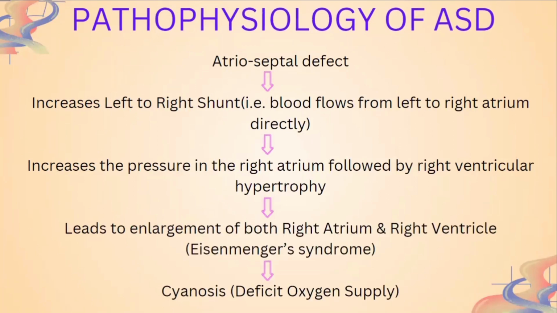Now, what is the pathophysiology of atrial septal defect? Atrial septal defect basically leads to an increase in the left to right shunt, which indicates that blood flows from the left to the right atrium directly, which increases the pressure in the right atrium, followed by right ventricular hypertrophy, ultimately leading to enlargement of both the atrium and ventricle on the right side, which is also called Eisenmenger syndrome. And finally, it leads to cyanosis, which is a deficit of oxygen supply.